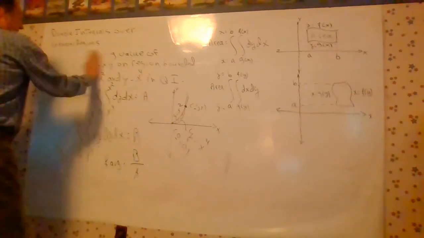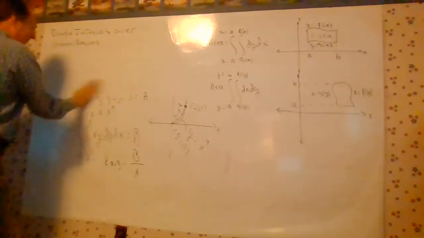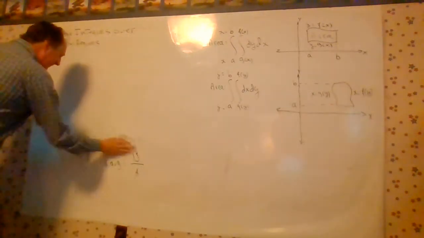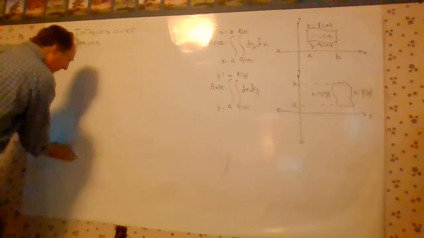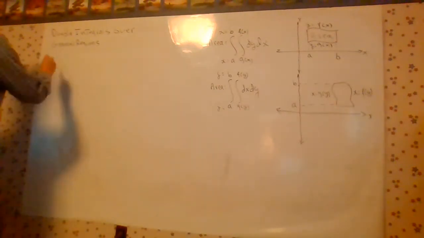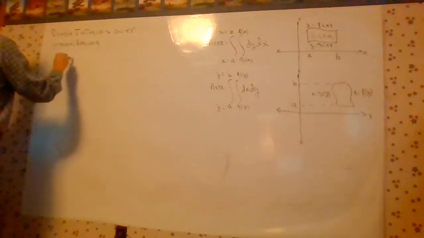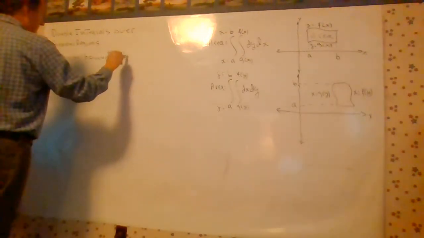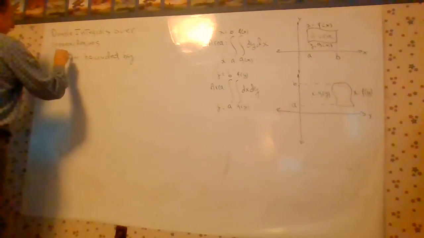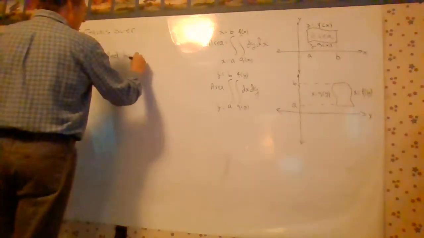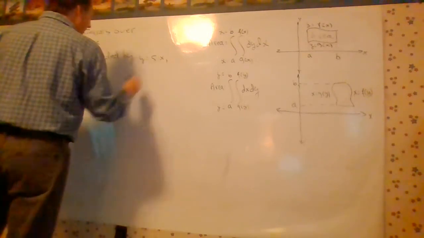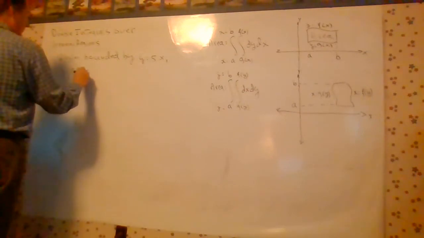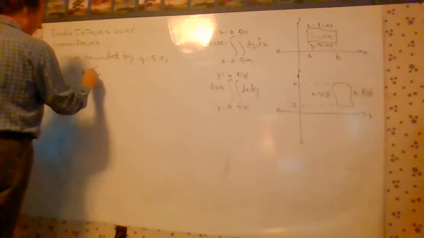One more example for this video, and we'll have another video on this topic, actually. So, 3 examples for the first video. Let's suppose we have a region bounded by y equals 5x, y equals 0, and x equals 5.